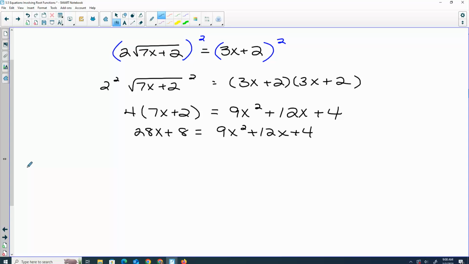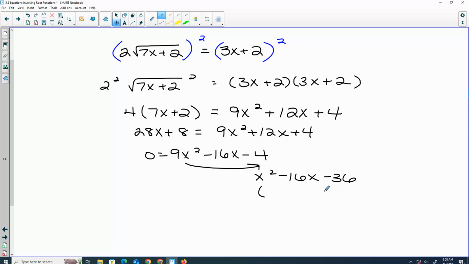what would we do now? Subtract everything over to one side. So if we subtract the 28x, subtract the 8. If I want to factor this, we have to do slip and slide. Multiply to negative 36, add to negative 16.